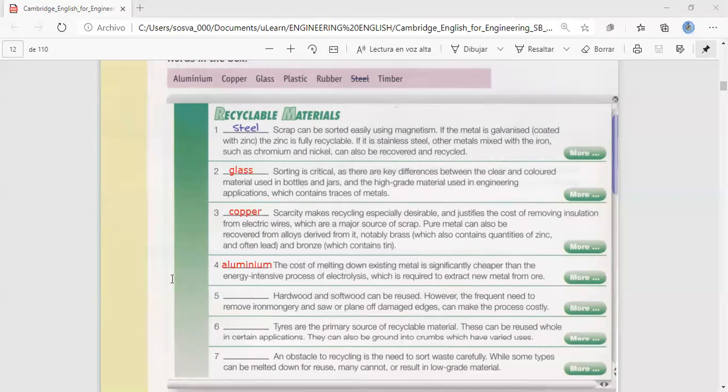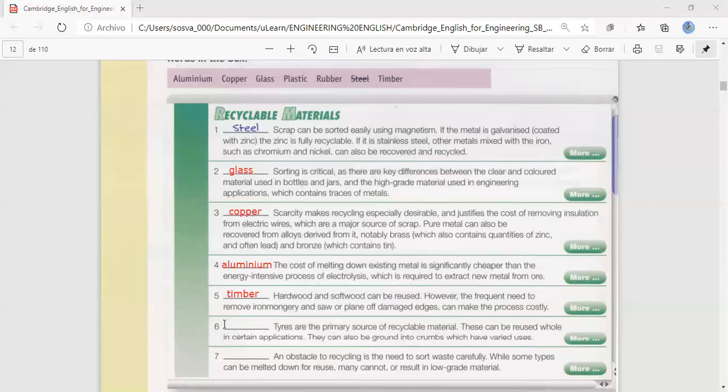Number 5 says, hardwood and softwood can be reused. However, the frequent need to remove ironmongery and saw or plane off damaged edges can make the process costly. So what about this material? It's hardwood. Hardwood is like timber. Yes, hardwood, like timber. Then the answer is timber.